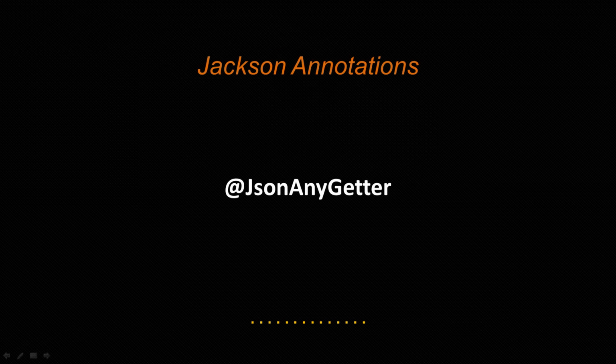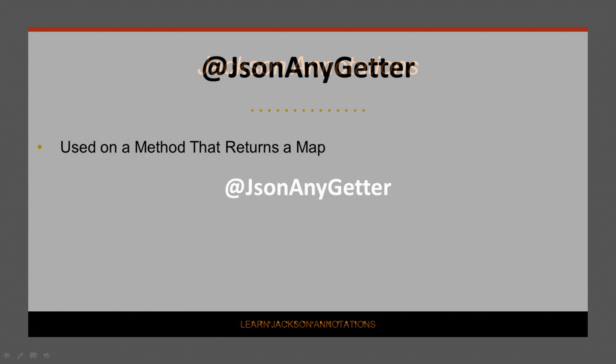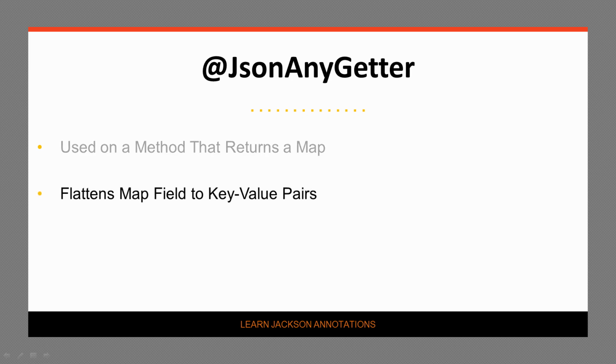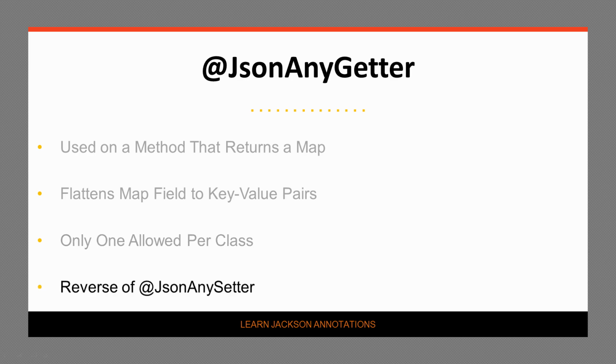The next annotation we're going to examine is JSON AnyGetter. This annotation is used to mark a method whose return value is a map. It then flattens the map into key value pairs. What this does is bring the key values up to the same level as the root element, and then they are serialized as if they were actual properties of the bean. Only one JSON AnyGetter is permitted per class, and it is essentially the reverse of the JSON AnySetter annotation.